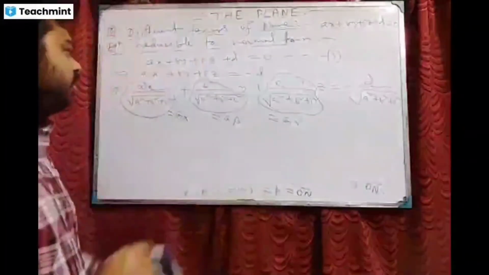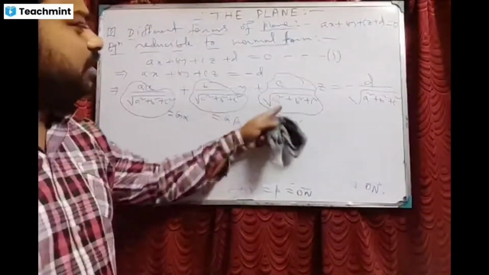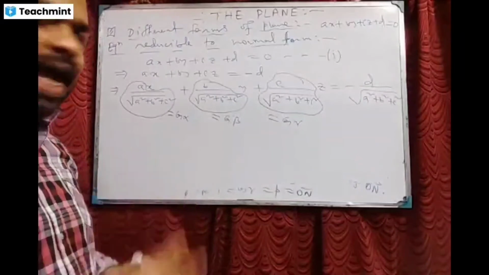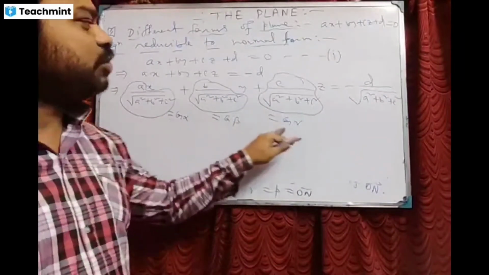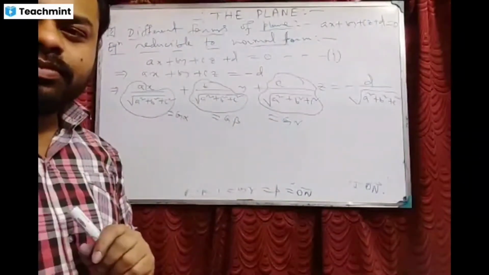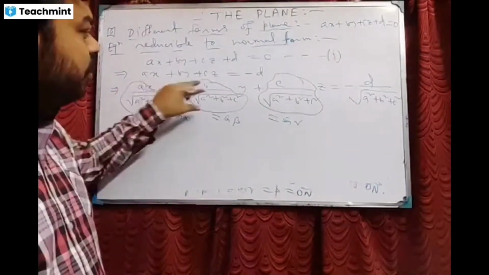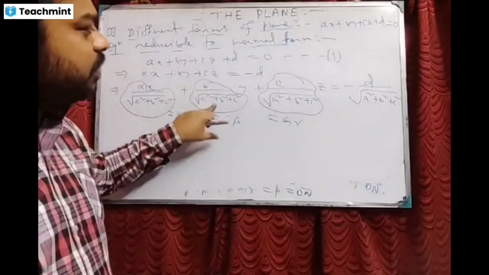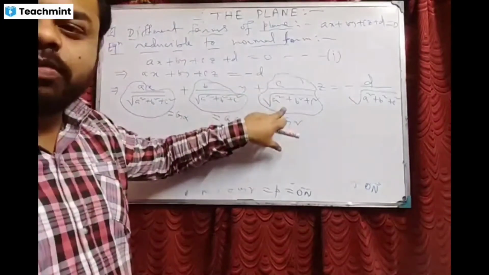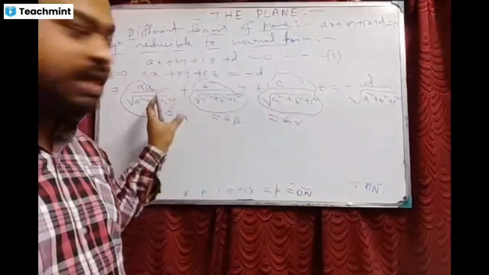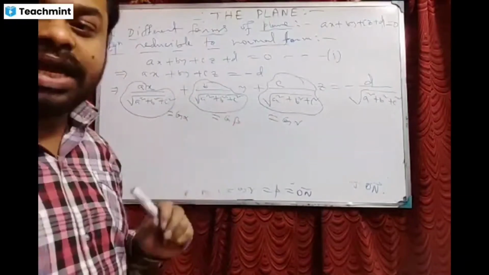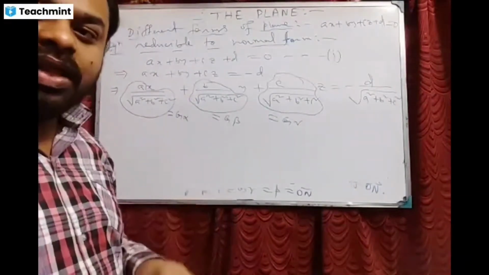If you take this as cos alpha, this as cos beta, this as cos gamma, then you see that cos square alpha plus cos square beta plus cos square gamma is 1. So that means a by root over of a square plus b square plus c square, b by root over of a square plus b square plus c square, c by root over of a square plus b square plus c square are the direction cosines of the normal to the plane.